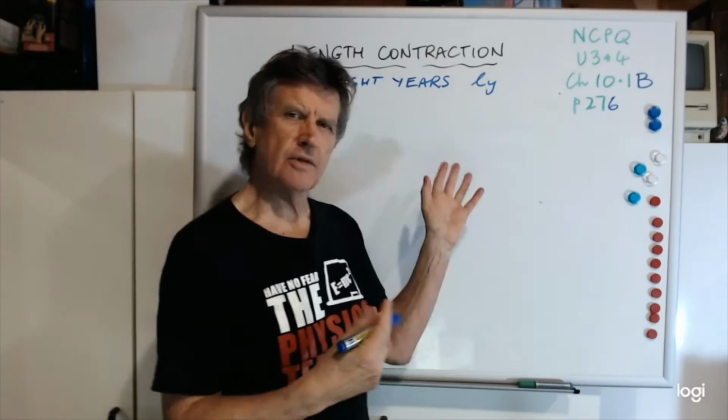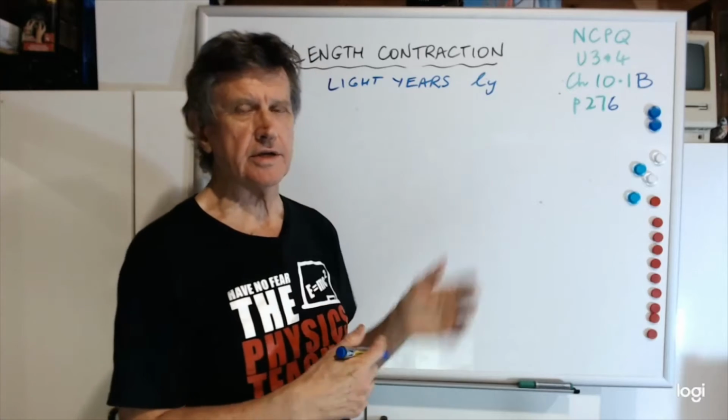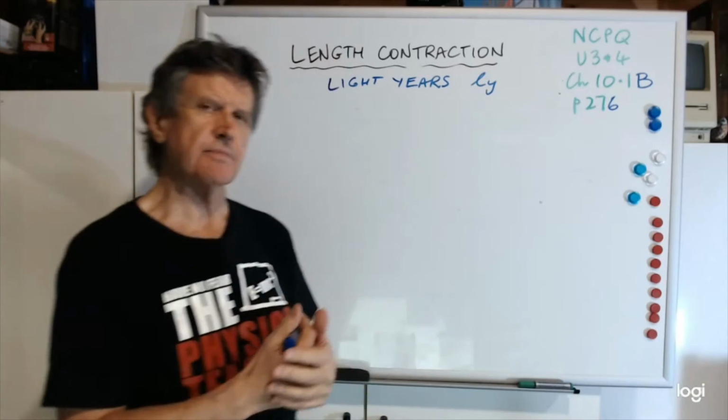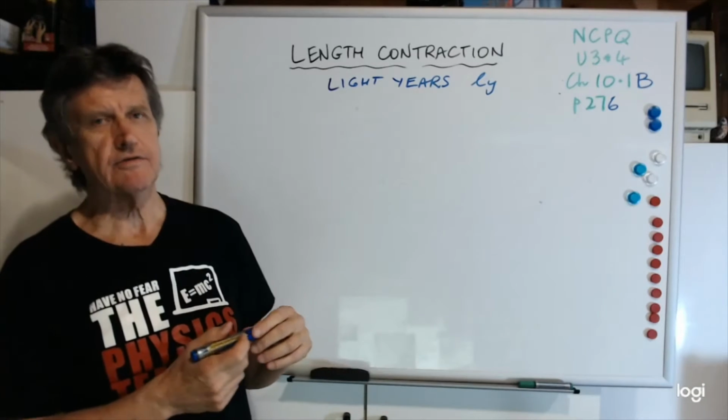Einstein, most of his work on the special relativity was done from about 1900 to 1905. He published the paper on special relativity in 1905.